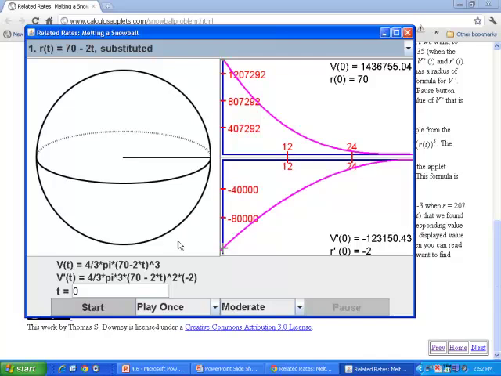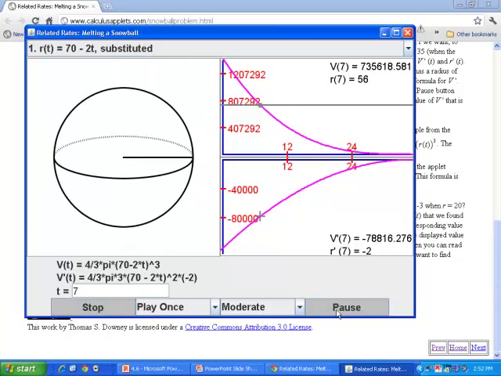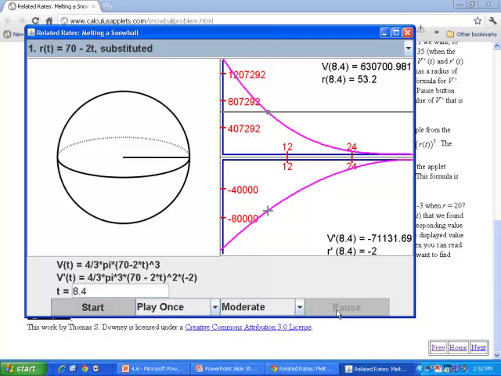Now, what we have over here are two graphs of functions. We have our volume function, and we can see that as this snowball melts, the volume is going to decrease. And then down below, we have the rate function, or the derivative function, which shows the rate at which the radius is decreasing, which is decreasing the volume of our snowball.